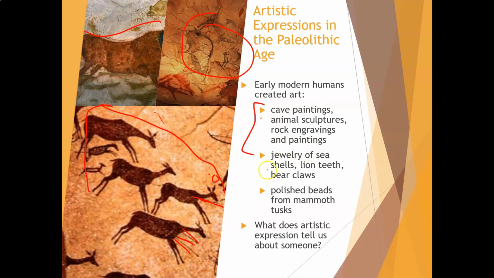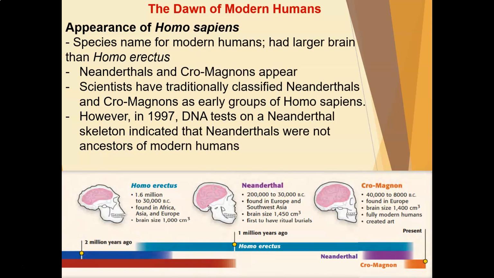They also found that they made jewelry by using seashells, lion's teeth, and bear claws, and these were all things that we notice based on archaeologists' and other scientists' findings. We actually start to see, as time progresses, as we get further and further along the Paleolithic Age, that we narrow down to close to 2 to 3 human species, right?